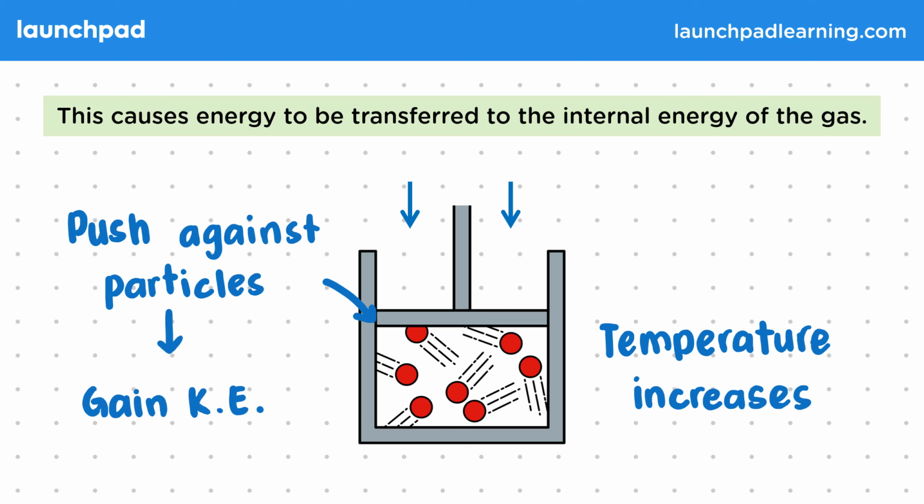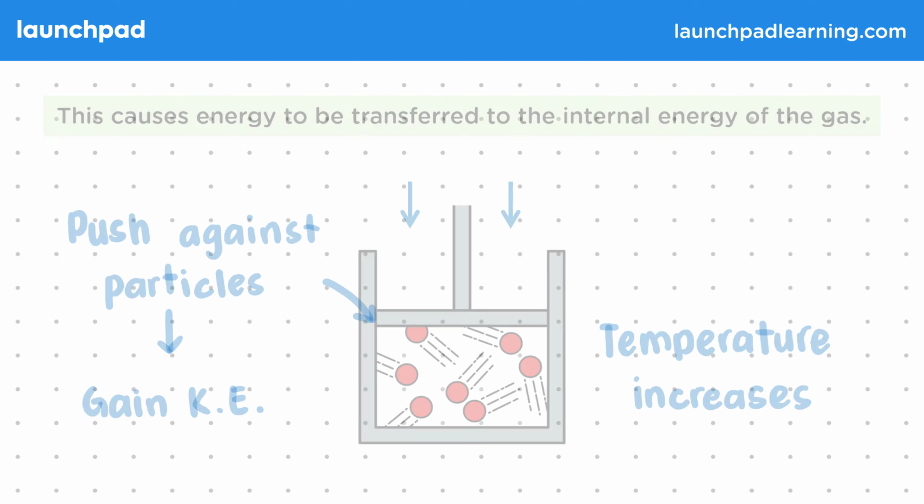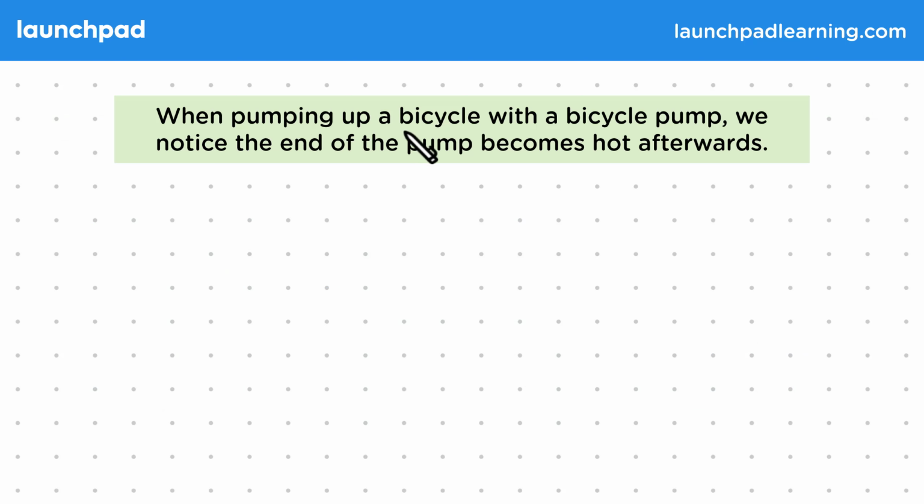For your exams, you need to be able to explain this change in internal energy and temperature, both in terms of the work done compressing the gas and the effect moving the walls of the container has on the molecules. But what's a common scenario where we'd notice this change in temperature? When pumping up a bicycle with a bicycle pump, we notice the end of the pump becomes hot afterwards.